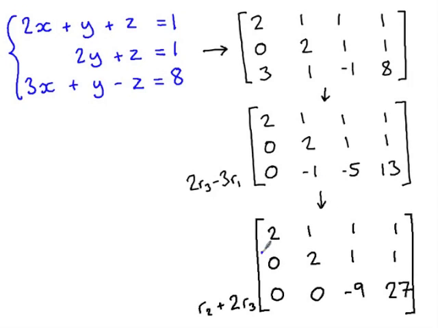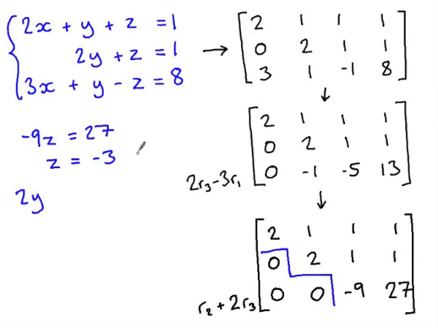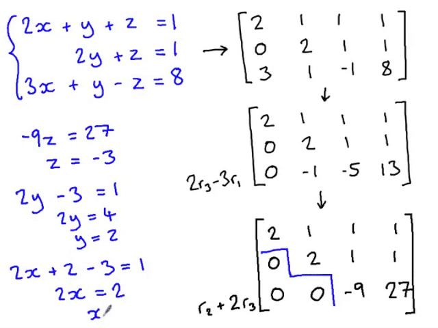So I've achieved row echelon form, and now I can substitute the variables back in. So negative 9z is 27, means that z is negative 3. And then in the second row, 2y plus z, which is negative 3, is 1, so y is 2. And then in the first row, 2x plus y plus z equals 1, so x is 1.